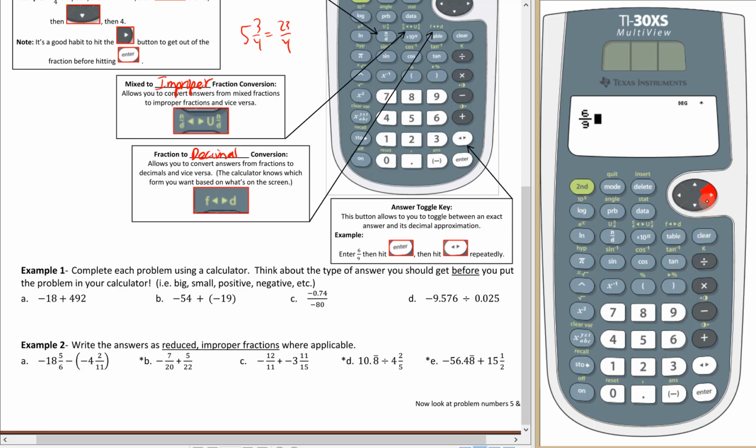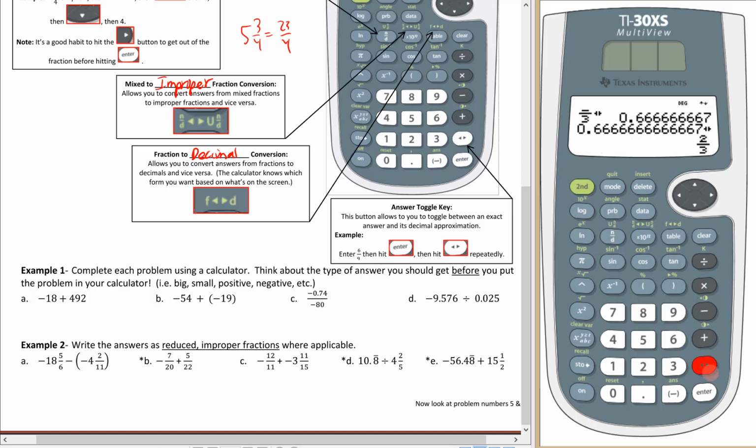And just like I said before, you should know what the calculator is going to do. It's going to take that and reduce it. Now, if you wanted to change it to a decimal, we can hit this guy right here, that second fraction to decimal conversion. Now, there are times when we can do this. So I'm going to hit enter. And what it does is, on this answer toggle key, it will go back and forth. It knows if you want to go from an exact answer like 2/3 to a decimal approximation of 0.6 repeated. And here's the other cool thing. I'm going to hit it again. Okay? And it will just keep going back and forth.